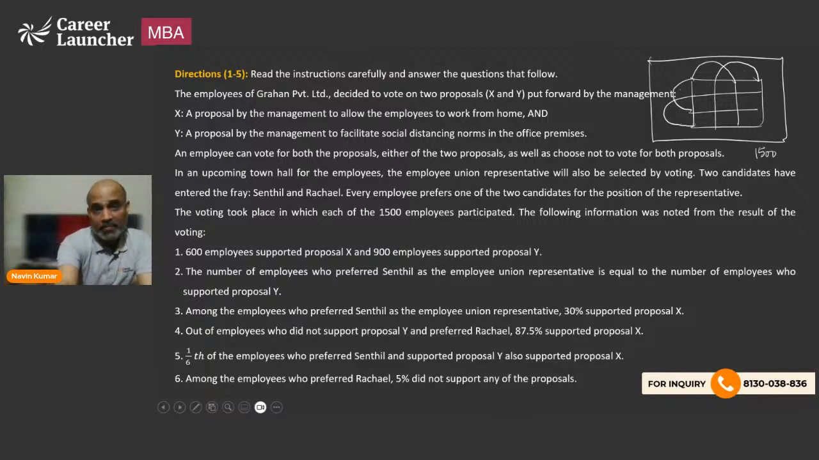Why is this a 4-set Venn diagram? Because there are 4 attributes here. The first attribute is the types of proposals. There are 2 proposals. One proposal is going to be X, another is going to be Y. And now these 2 proposals are going to be for the 2 candidates, Senthil and Rachel. There are going to be a lot of regions that should be 0, right? Each proposal is for Senthil or Rachel. So we cannot have a proposal which is not a part of Senthil or Rachel, or we cannot have somebody who is not for Senthil or Rachel. So we end up getting the same 9 cells, but it can be best treated as a 4-set Venn diagram, right? Okay.